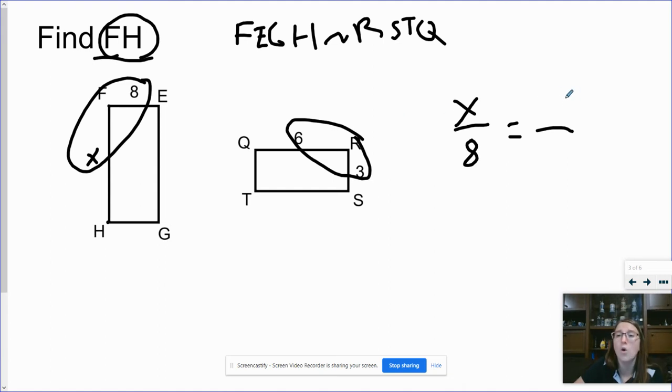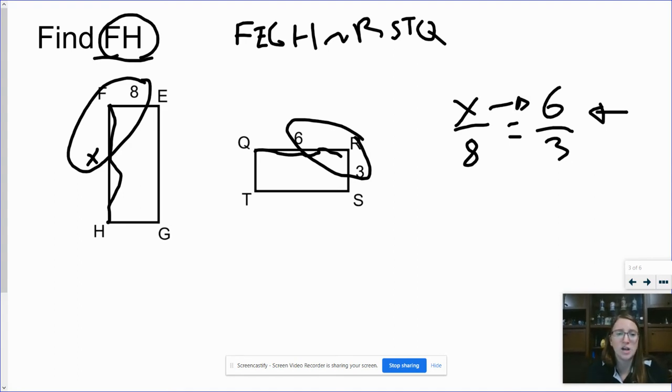What that means is over here, what goes on top has to correspond with X in the other shape. So here's X. It's my long side. What corresponds with X in my other shape? 6. So 6 is going to have to go on top. This is my long side. And therefore 3 has to go on the bottom. X and 6 correspond to each other. They're the long sides in both of the shapes. 8 and 3 correspond to each other. They're the short sides in both of our shapes.